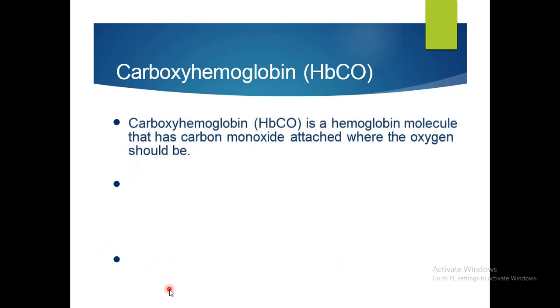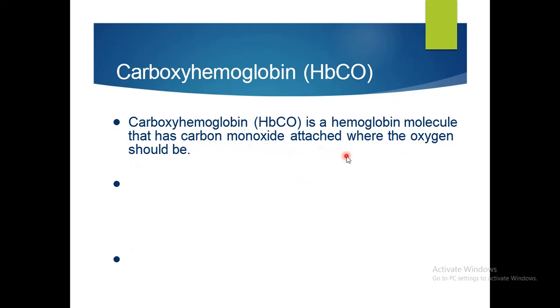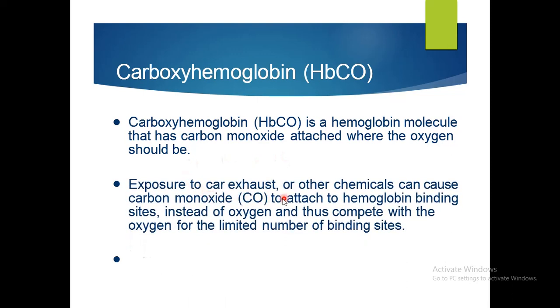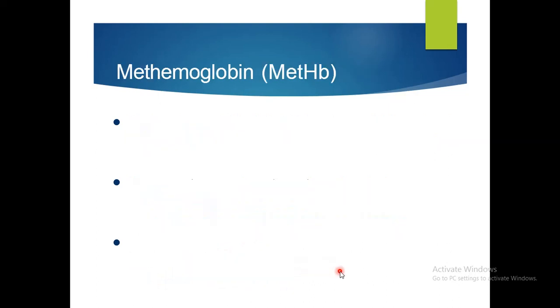So what happens in carboxyhemoglobinemia? Carboxyhemoglobin is a hemoglobin molecule which has carbon monoxide attached where oxygen should be. Exposure to car exhaust or other chemicals can cause carbon monoxide poisoning, where carbon monoxide attaches to the hemoglobin binding site instead of oxygen and thus competes with oxygen for a limited number of binding sites. And so the blood will exhibit a cherry red color.